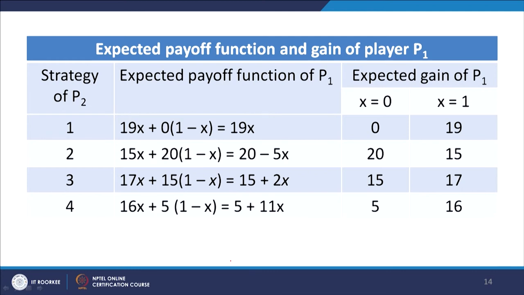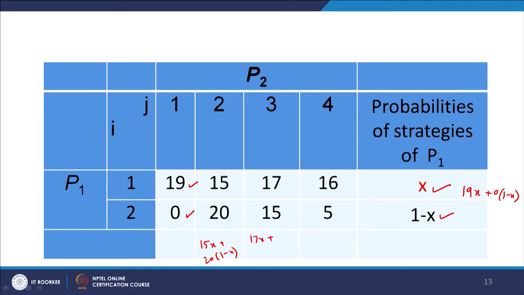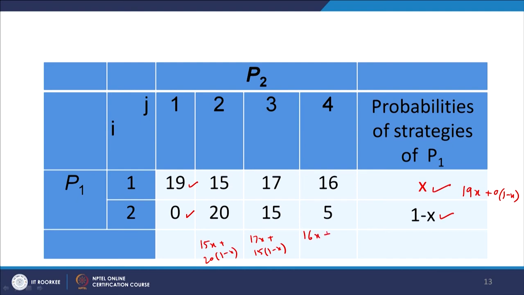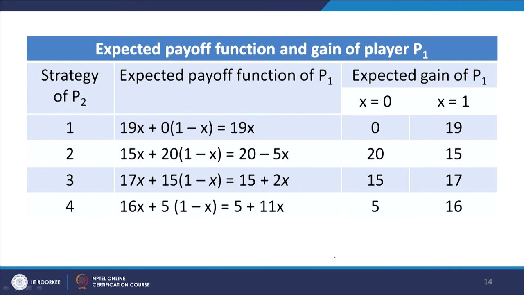And like that, the third one is 17x plus 15 times 1 minus x, which gives us 15 plus 2x. And finally, the fourth one says 16x plus 5 times 1 minus x, and this simplifies to 5 plus 11x. Now, since this x is a probability and the value of the probability varies from 0 to 1, and this represents the expected gain of P1, therefore, the lower and upper range of x, that is x is equal to 0 and x is equal to 1, can be calculated.